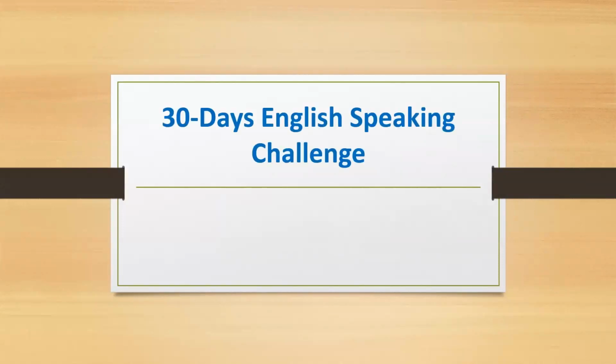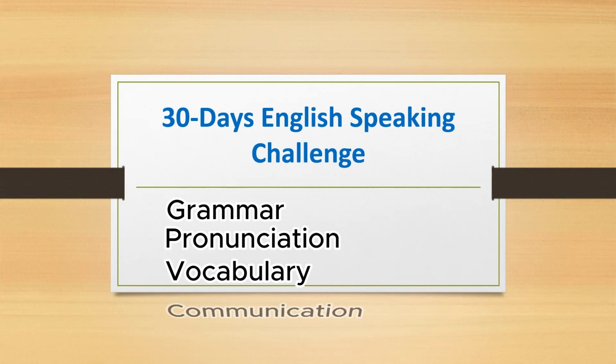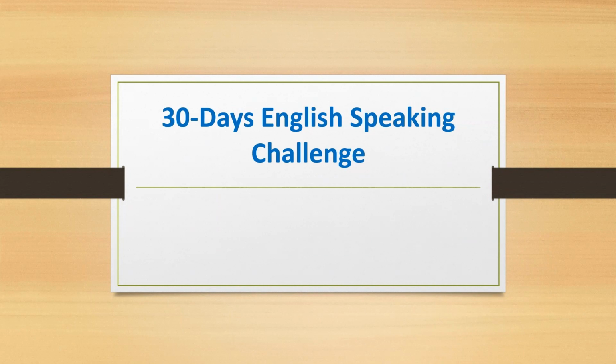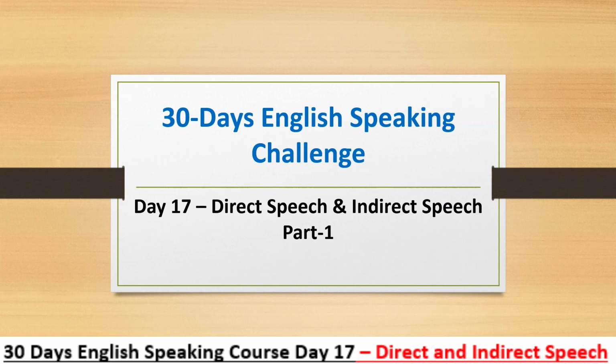In order to speak English fluently and communicate effectively, you have to understand and practice important aspects of the English language like grammar, pronunciation, vocabulary, and communication. In our course, 30 Days English Speaking Challenge, these aspects are explained in detail with examples. In this video, you will learn direct speech and indirect speech and relevant rules.